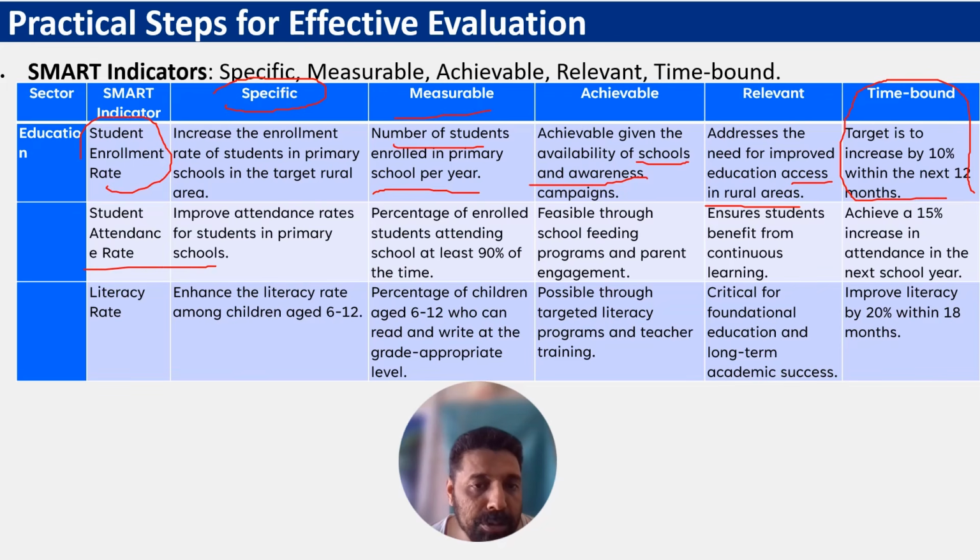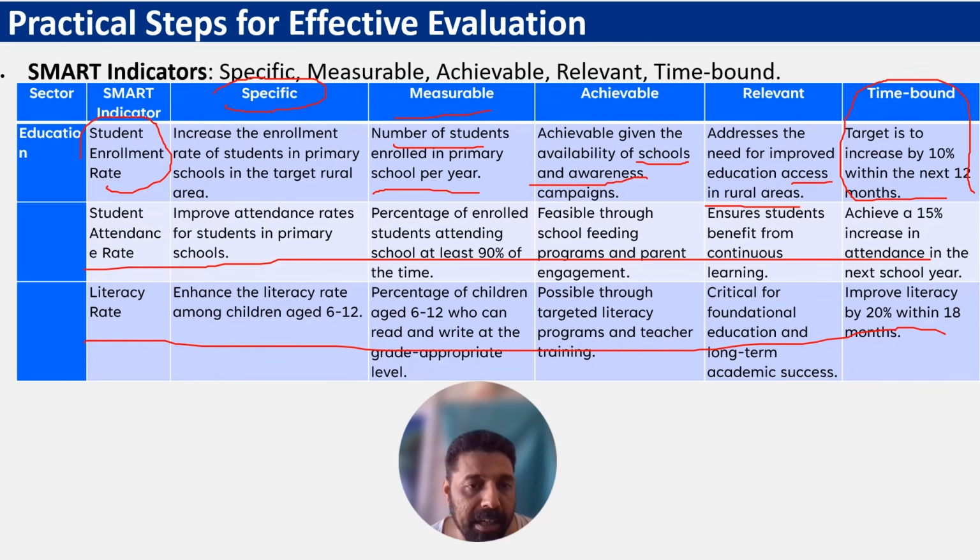Similarly, here you can also see some more examples. Here you can see some more examples related to literacy rate. For example, student attendance rate: improve attendance rate for students in primary.